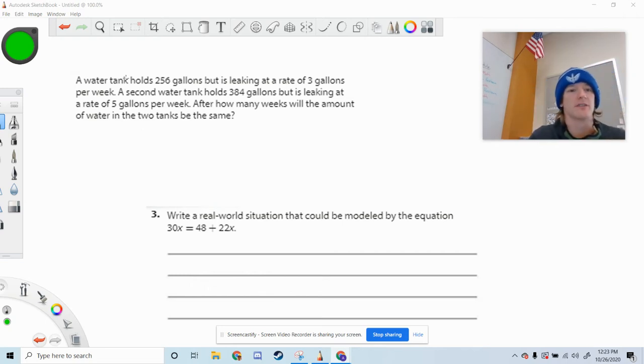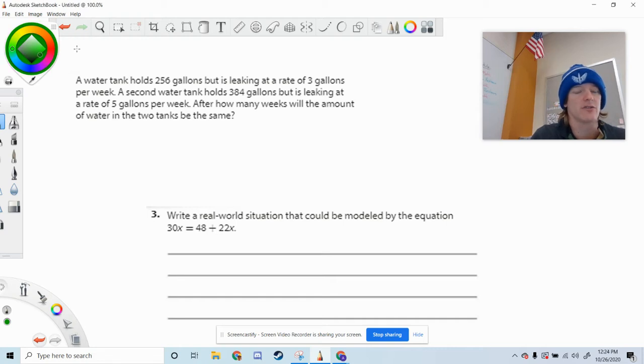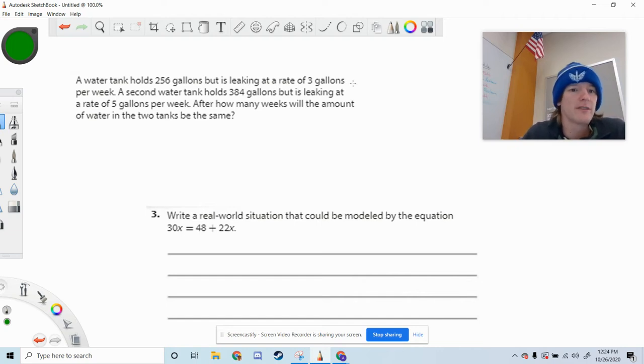What we're going to need to do on this is we're going to write an equation and then solve that equation. It says a water tank holds 256 gallons, but is leaking at a rate of 3 gallons per week. I see the word per. I'm going to just put a box around that. A second water tank holds 384 gallons, but is leaking at a rate of 5 gallons per week. After how many weeks will the amount of water in the 2 tanks be the same? So we're going to need to write an equation here.